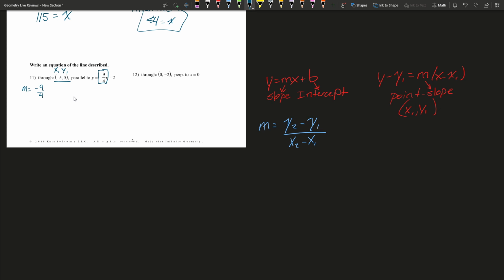Because I don't specify which equation to use, personally I would just use point-slope because that doesn't require really any math. So if we plug in, we get y minus 5 is equal to negative 9 over 4 times x minus a negative 5, which you can simplify to plus 5. And then you're done.